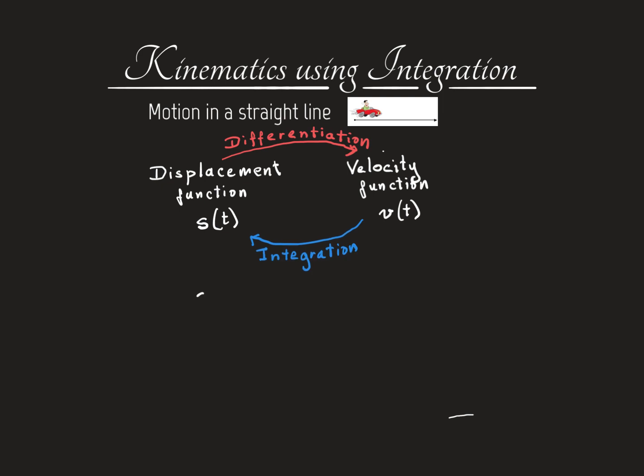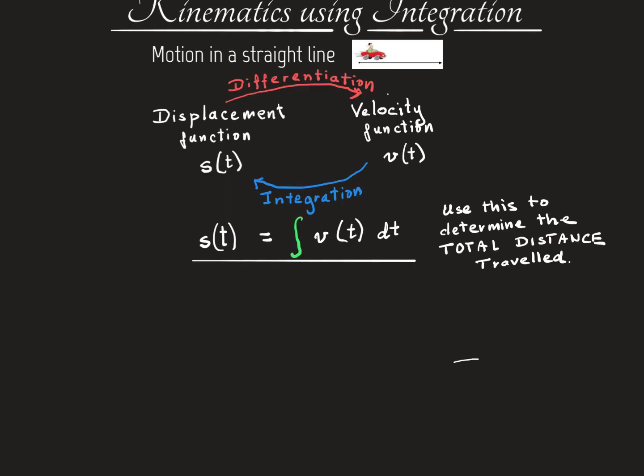So we will write the displacement function is equal to the integral of the velocity function with respect to time. We will use this integration to determine the total distance traveled. So let's take an example where a particle P moves in a straight line with a velocity function described by t squared minus 3t plus 2. It's evident that this is going to be a quadratic function.